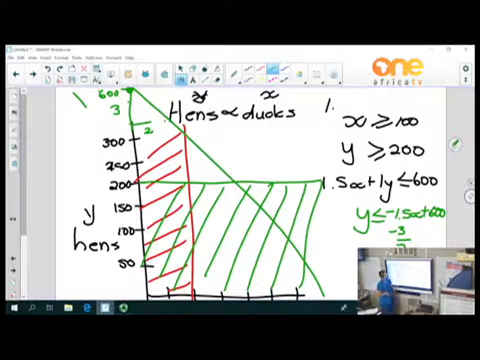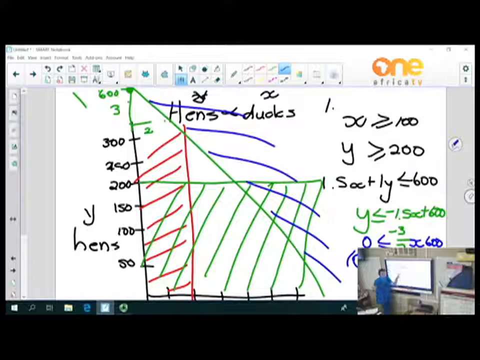Okay, now we need to shade. And how do we test shading? 0, 0. It's not always logical, in this case yes, but it's not always going to be. So 0 is less than or equal to 600, which is true. So 0, 0 is in the wanted region, so I'm going to shade there. And now you should have a nice white triangle in the middle.